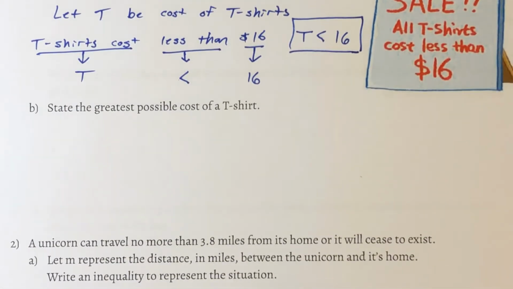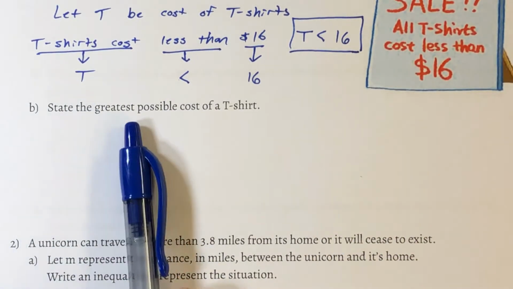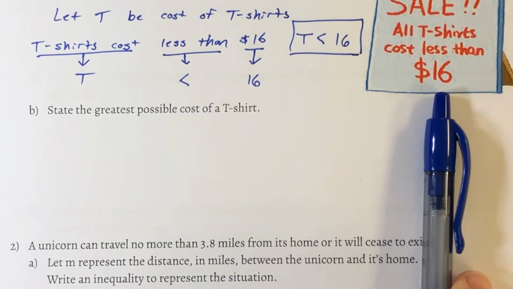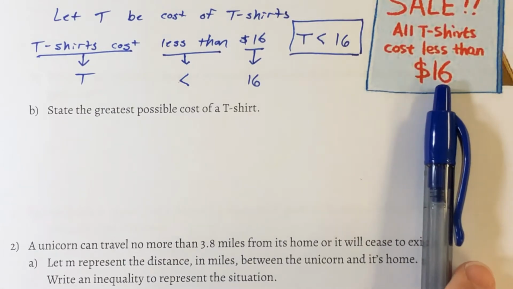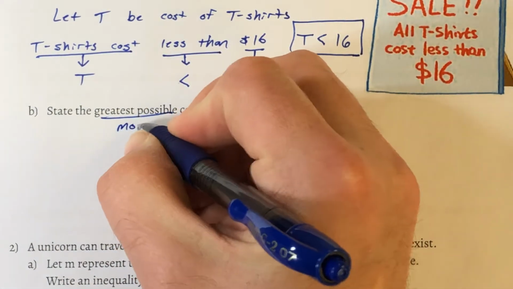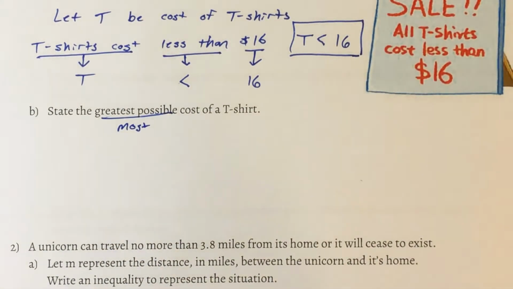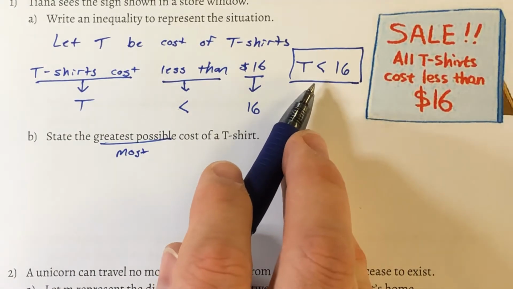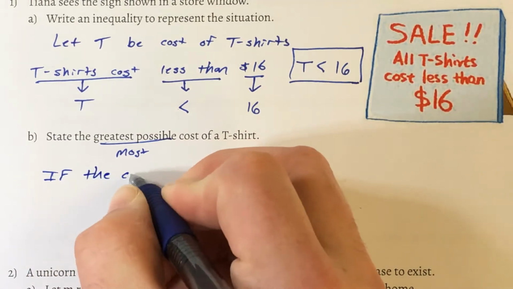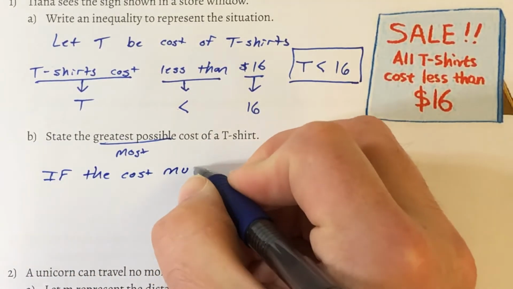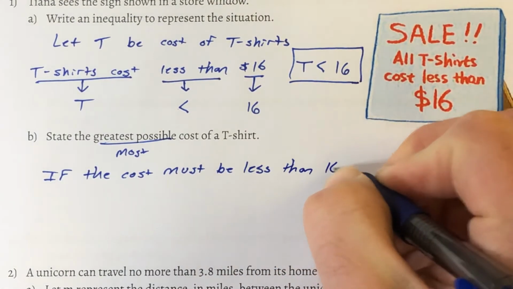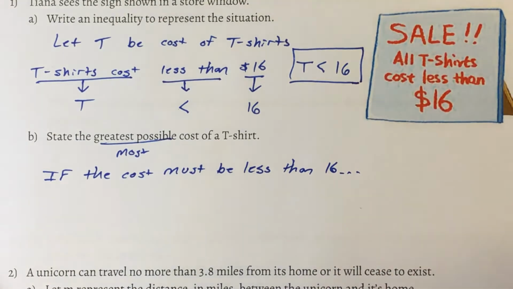Now let's reason it out a little bit more. What's the greatest possible cost of a t-shirt? Because I'm pretty sure that t-shirts aren't going to cost $1. They're probably going to get as close to 16 as possible. So, greatest possible means the most it could be. So, let's think about our inequality. It says T is less than 16. So, let's reason this. If the cost must be less than 16, then let's think, what's the most it could be?